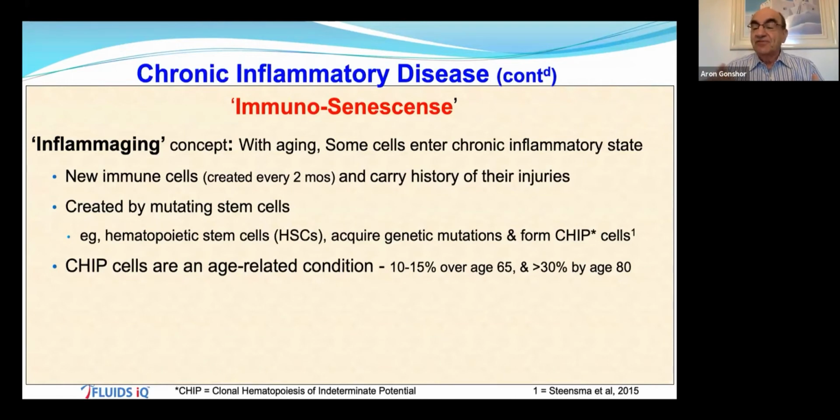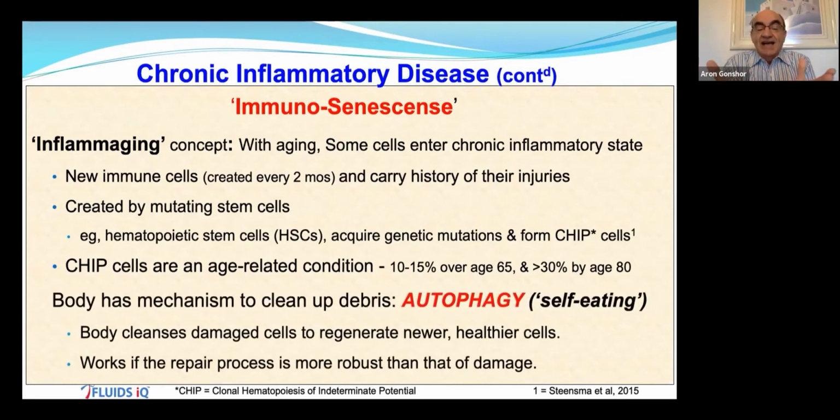In fact, we've given them a name. They're called CHIP cells. These are clonal hematopoietic indeterminate potential cells. In other words, these cells remember what has happened to them. And when the new cells come along, they already have that history. And guess what? As you age, you get more and more of those cells surviving. By the age of 65, 10 or 15%. By the age of 80 and over, fully 30% of those cells are, in fact, CHIP cells.